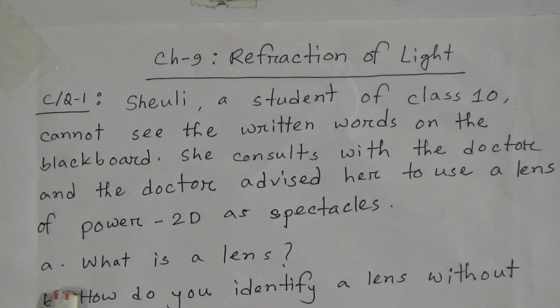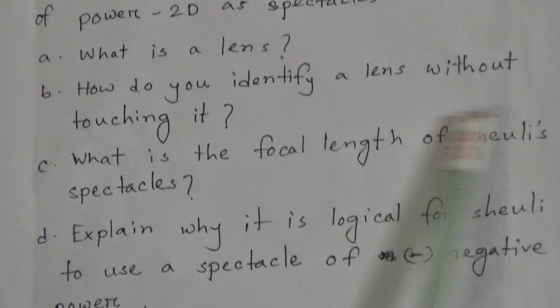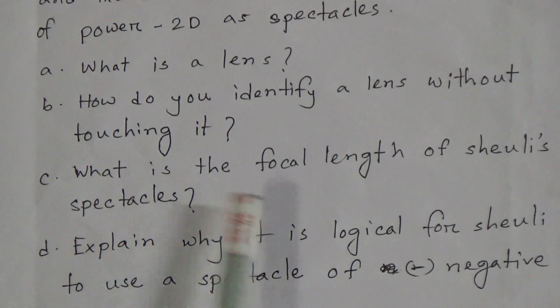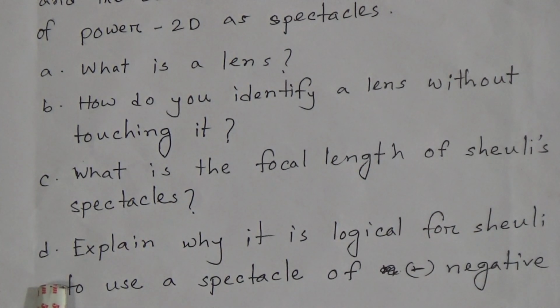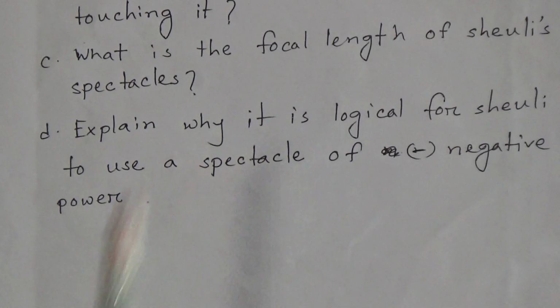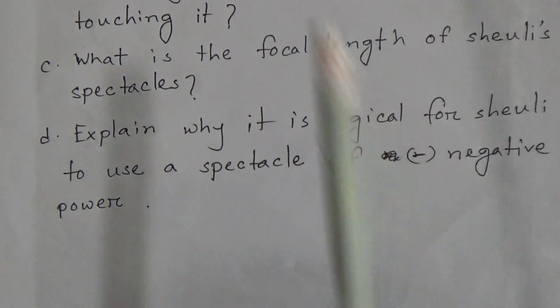Now question A, what is a lens? Question B, how do you identify a lens without touching it? Question C, what is the focal length of Shioli's spectacles? And question number D, explain why it is logical for Shioli to use spectacles of negative power. My dear students, now we'll solve this CQ.